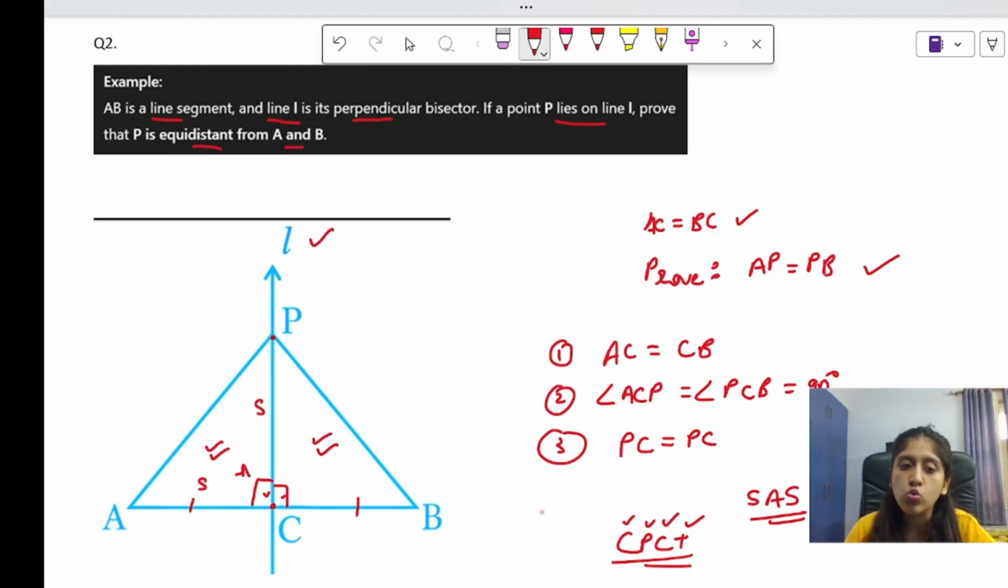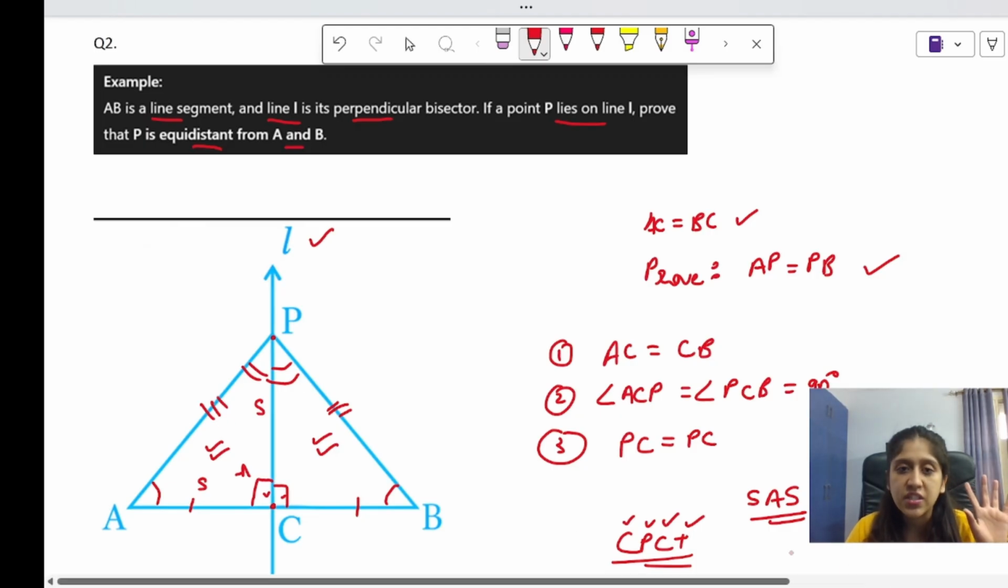ठीक है, so, इस रूल से I can prove anything which was not equal in both of these triangles. मतलब I can prove by CPCT that this line is equal to this line. I can prove this angle equal to this angle. I can prove this angle to be equal to this. कुछ भी मैं प्रूव कर सकती हूँ. Whatever was not equal in two of the triangles are equal now because of CPCT rule.